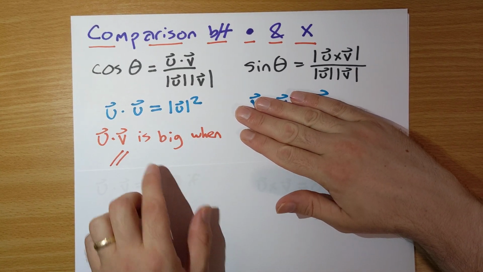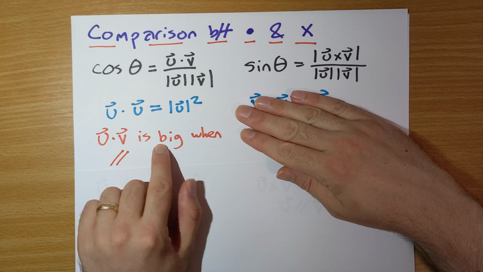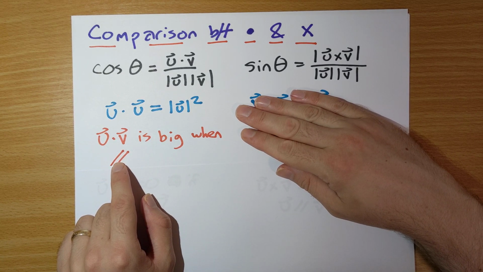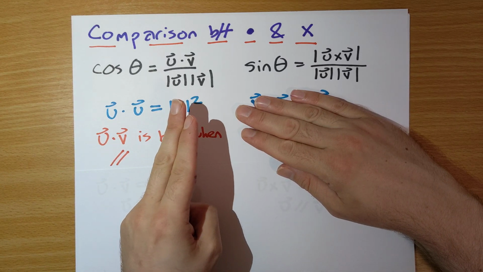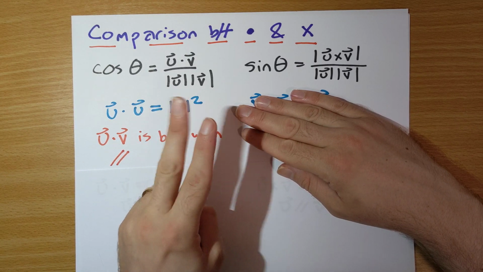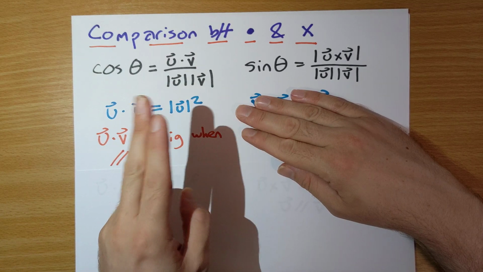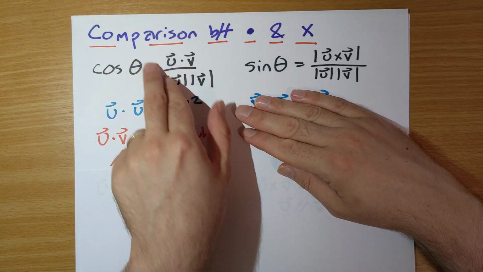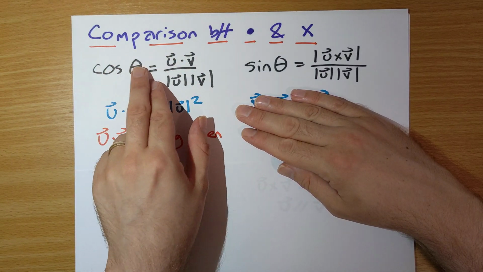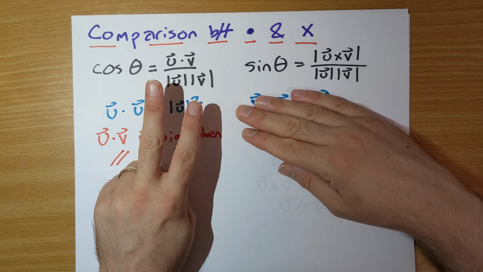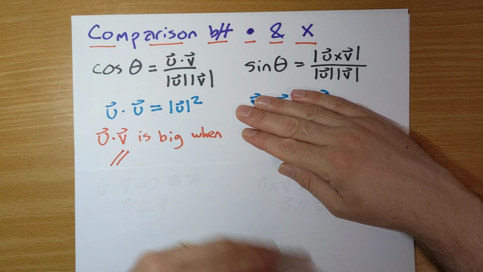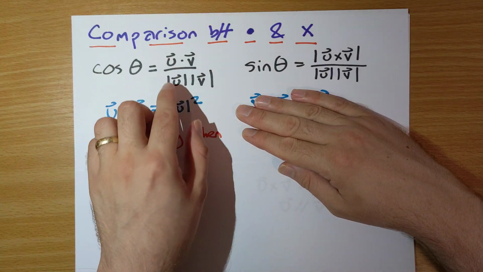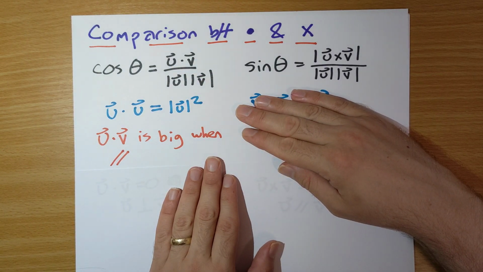And more generally speaking, u dot v is big when u and v are parallel to each other. When u and v are parallel, they're pointing in the same direction. The angle between them, theta, would be 0 degrees, 0 radians. The cosine of 0 would be 1 here. So that would be relatively big. Or maybe not quite parallel, but close to parallel. Cosine theta would be close to 1. U dot v would be close to magnitude of u times magnitude of v.